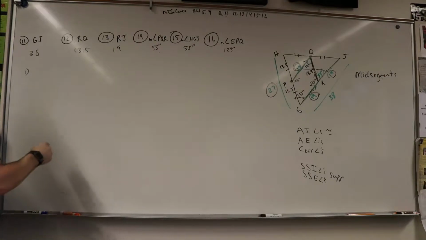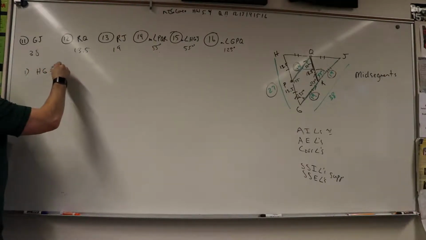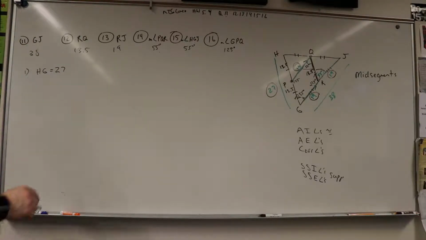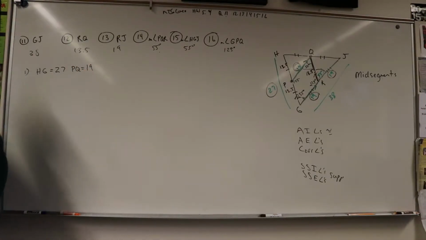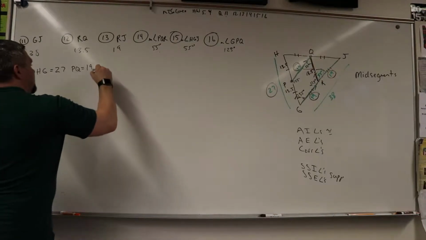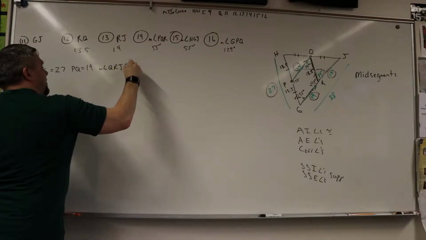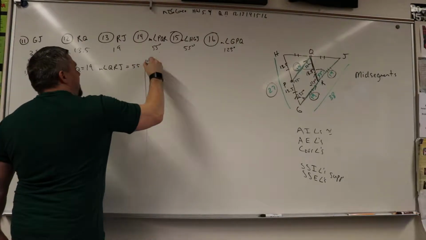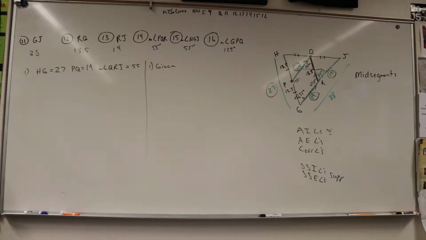So the first step is to say that HG is equal to 27. That PQ is equal to 19. And that QRJ is equal to 55. Okay? And then from there, we should be able to come up with a very good 2-column proof. Okay?